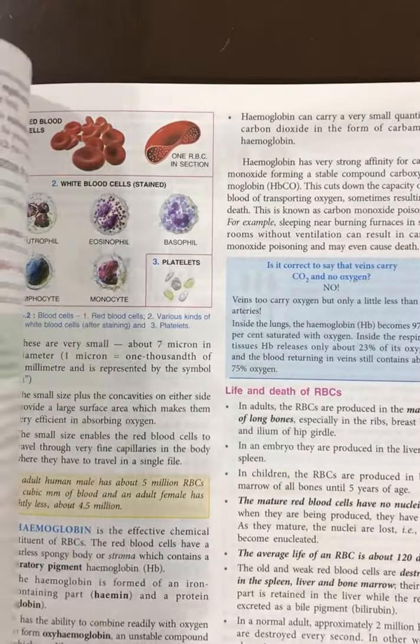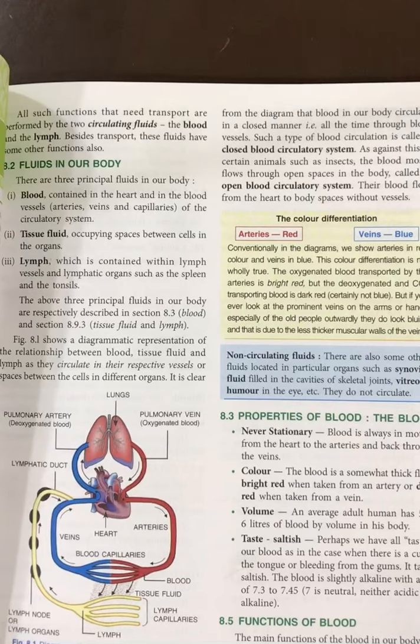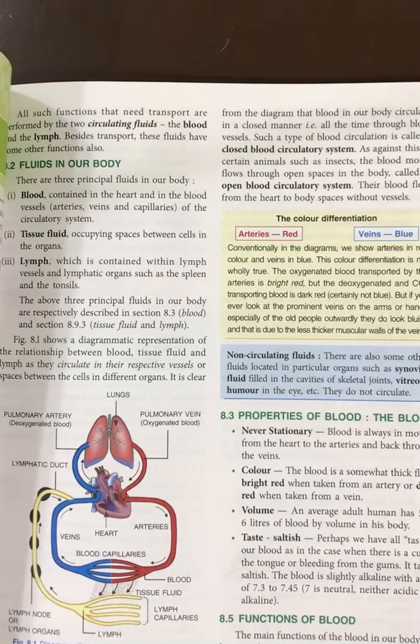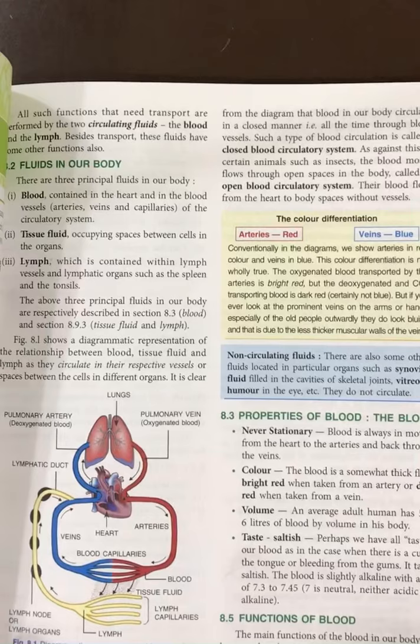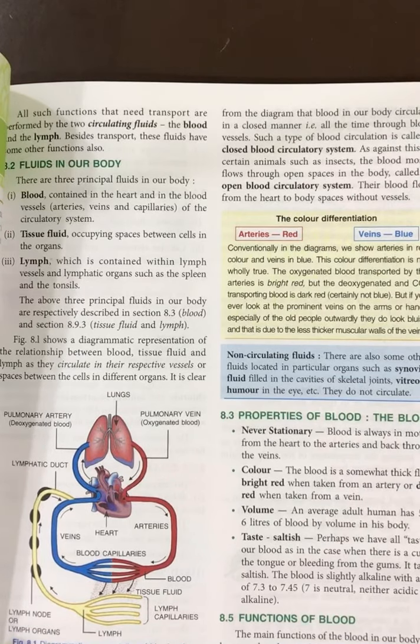Next are the properties of blood. The blood is never stationary. Blood is always in motion, that is from the heart to the arteries and back through the veins again to the heart. And the color of the blood: it is a thick fluid, somewhat bright red in color when taken from an artery, or dark red in color when taken out from a vein.